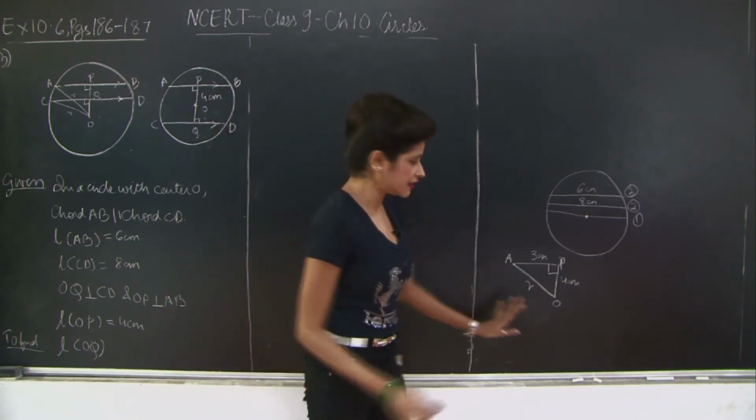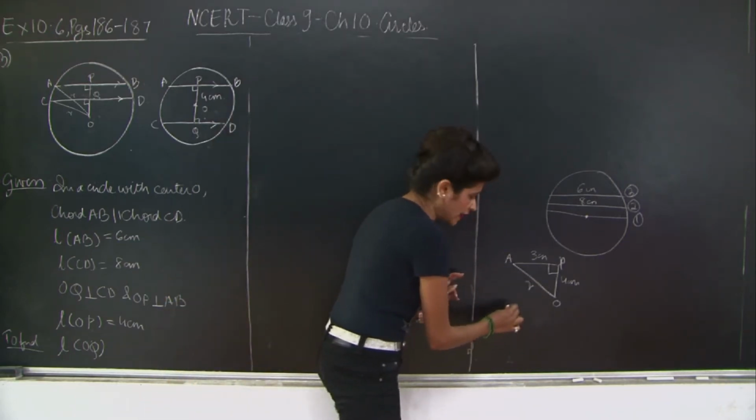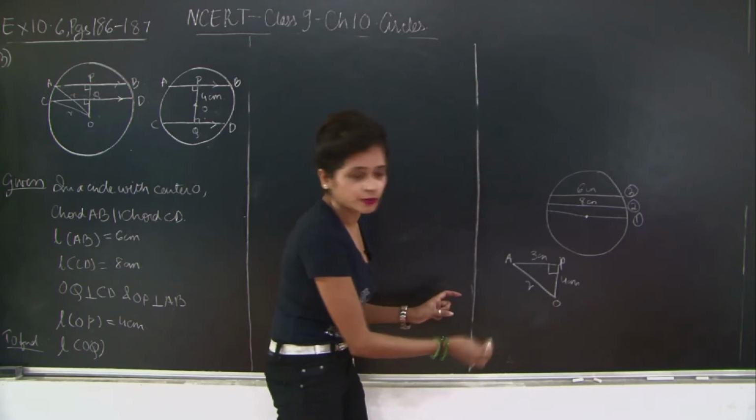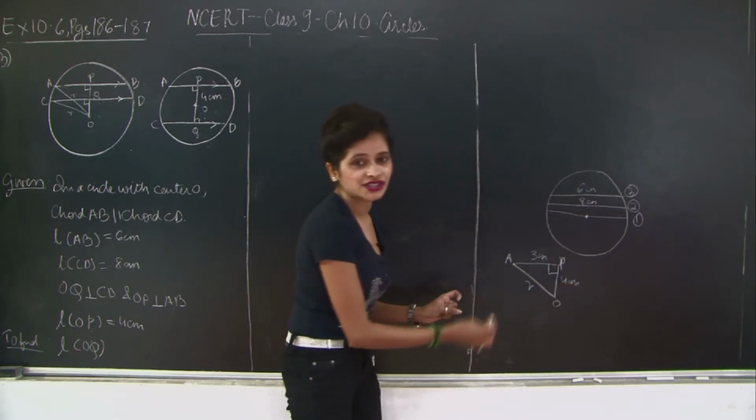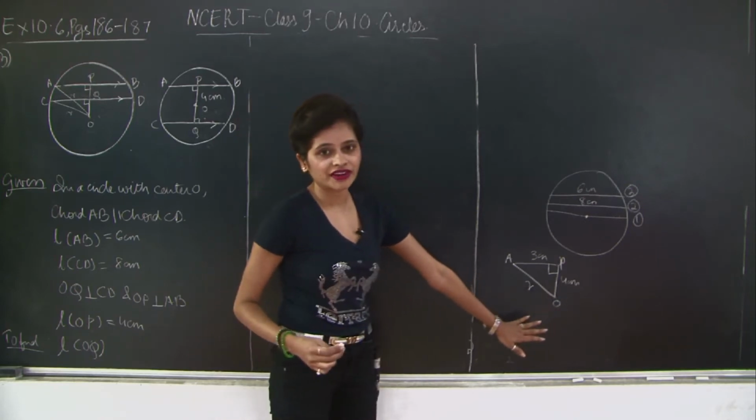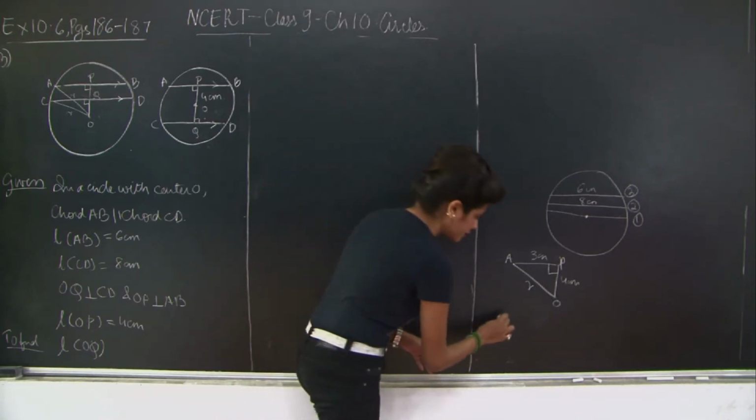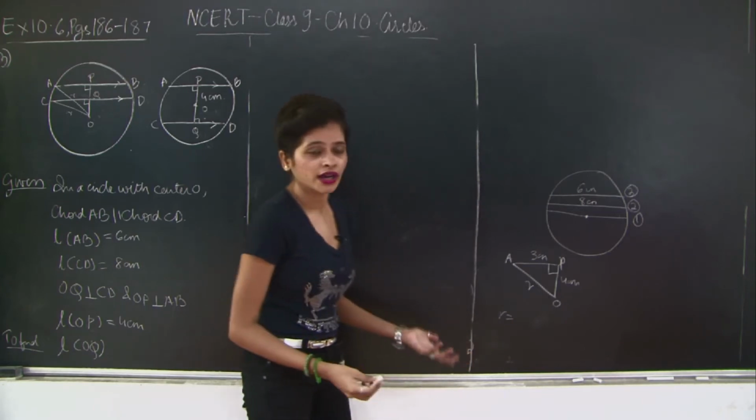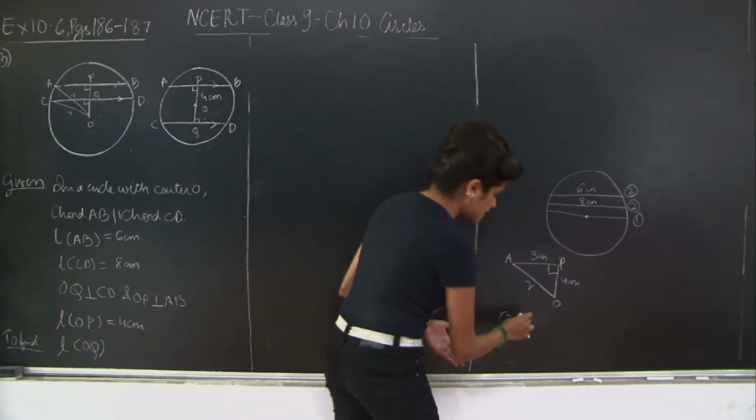So once you find the length, you will actually get r square. Let's say r square is going to be what? 3 square plus 4 square, which is 9 plus 16, which is 25. Under root, r will be 5 plus or minus 5, but we are going to ignore the negative value because length cannot be negative.